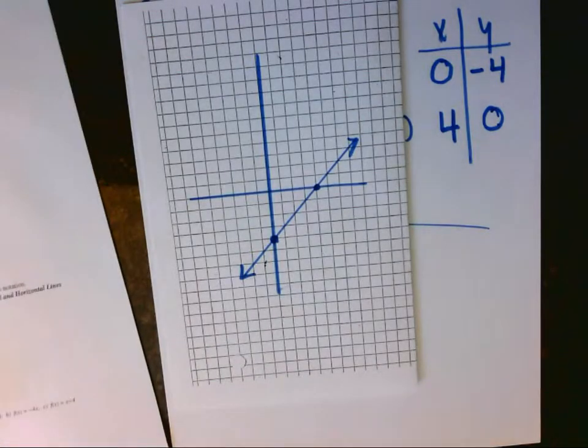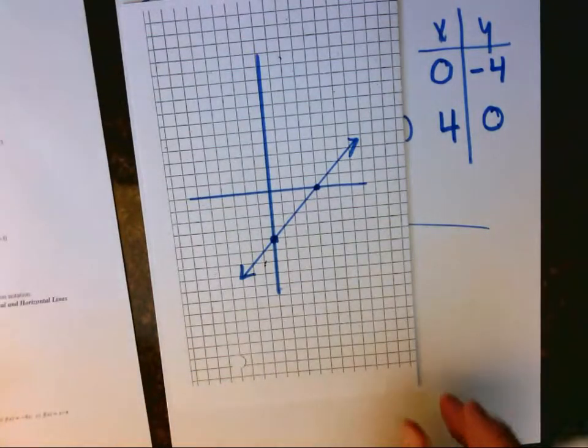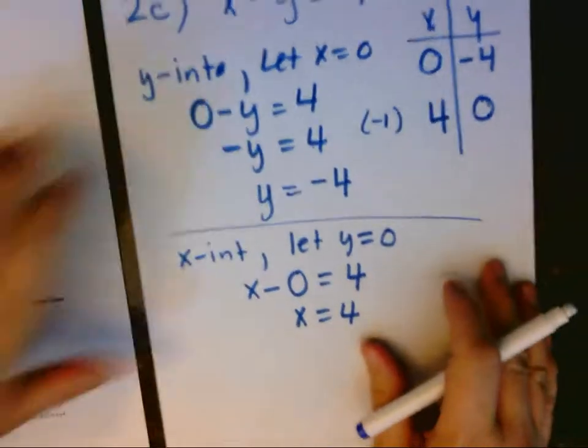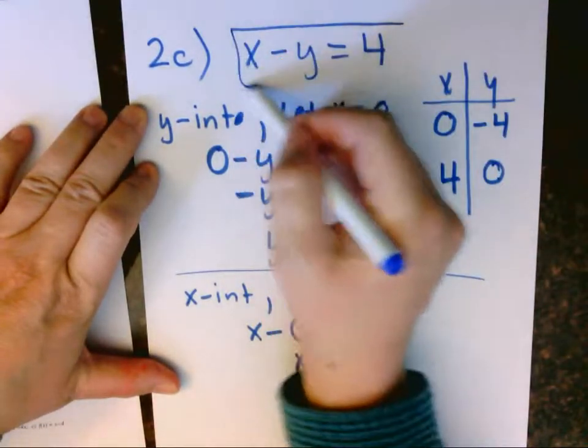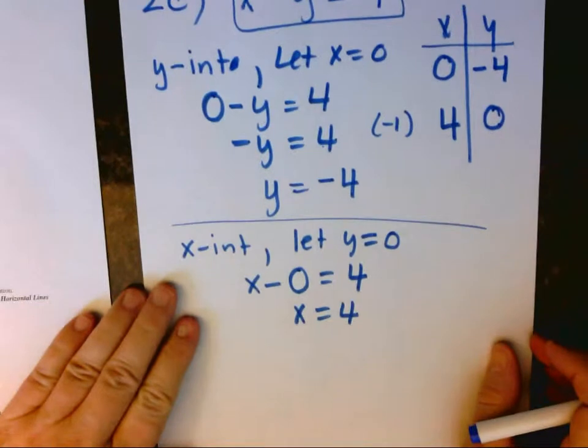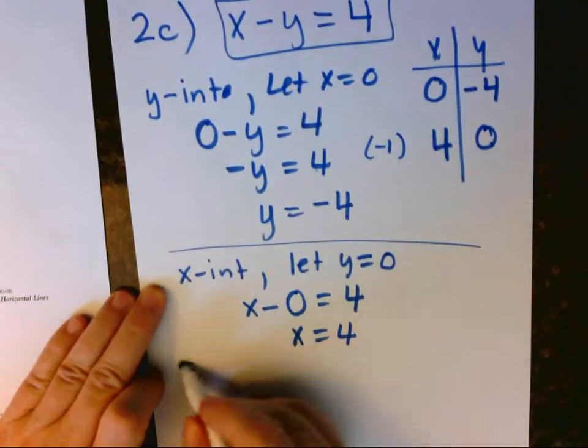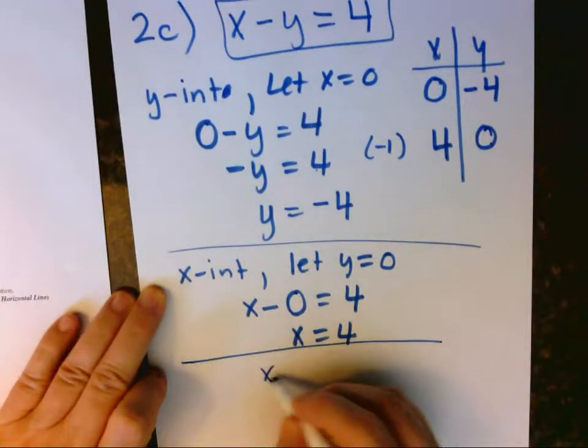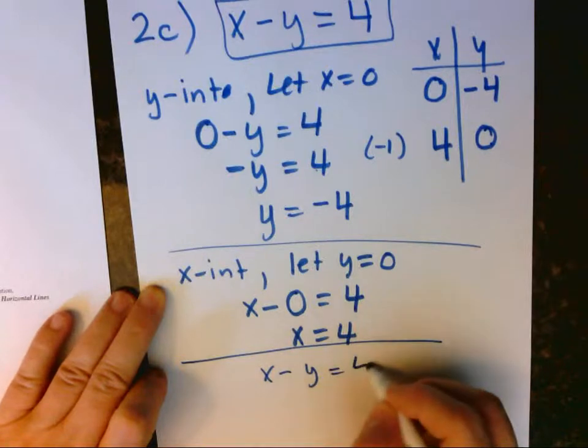Looks good. And the final thing on this problem is to write it in function notation. So I'm going to go back to my original equation up here, and I'm going to solve it for y. So I have x minus y equals 4.